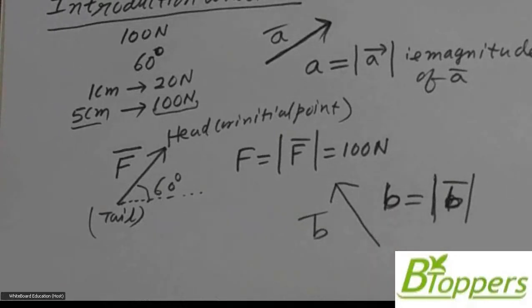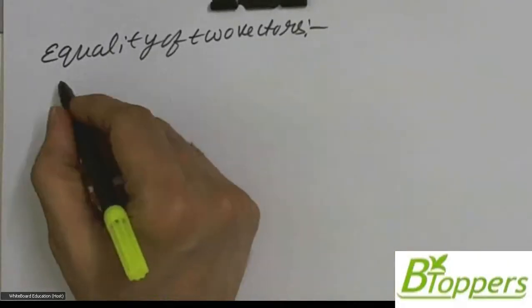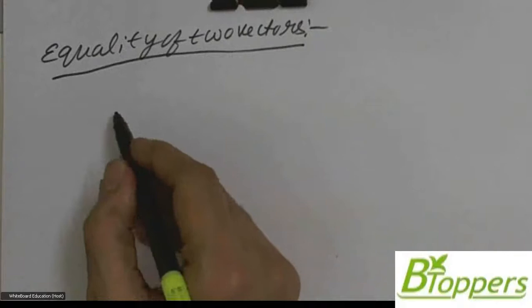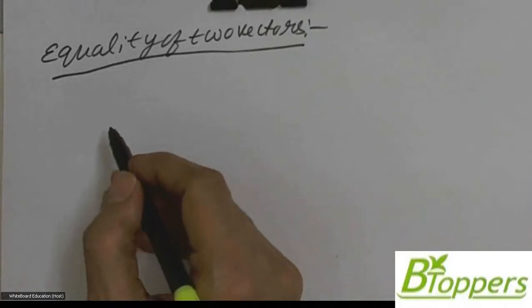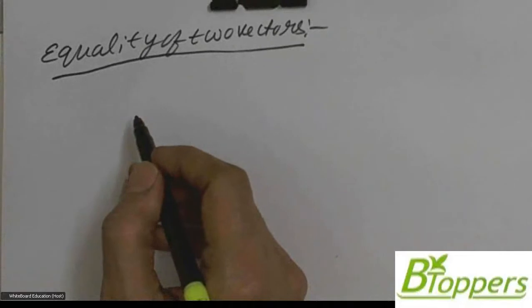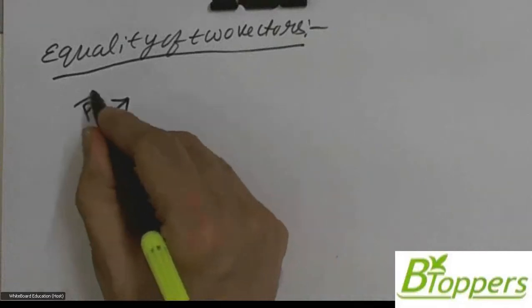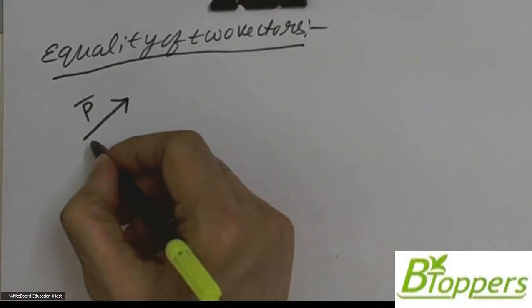So next, I am going to discuss the equality of two vectors. In general, two vectors are said to be equal if and only if they have the same magnitude and the same direction. Graphically, a given vector can be drawn at a different place in the diagram without changing its magnitude and direction. Suppose P bar is a vector.